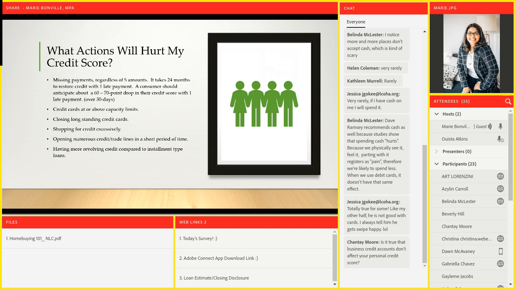Going back to them using the wrong site or Googling it and then ending up paying for it when they shouldn't have. It's really important that if you have those sort of services, that you're including that as well as an option. So what actions hurt credit scores?